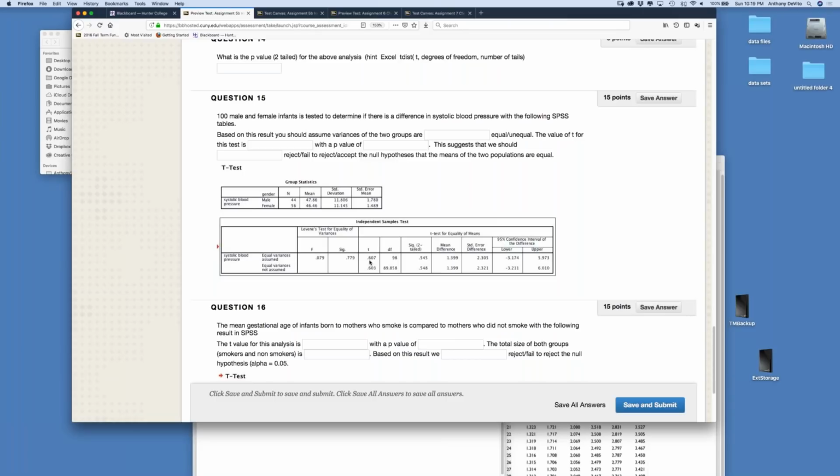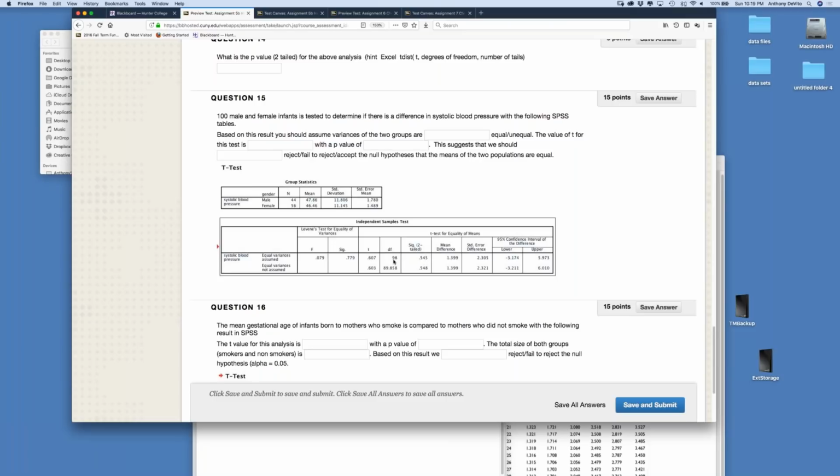Next it asks what the value for t in this test is. The value for t in this test is here, 0.607. It's actually looking for a string, 607, to mark it correctly. And what is the p-value? What's the probability of being wrong if we reject the null hypothesis? In other words, the two-tailed significance.